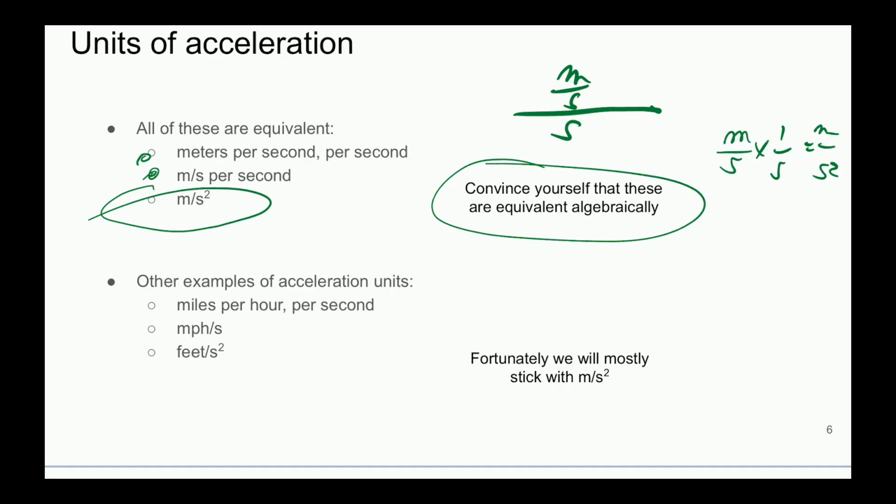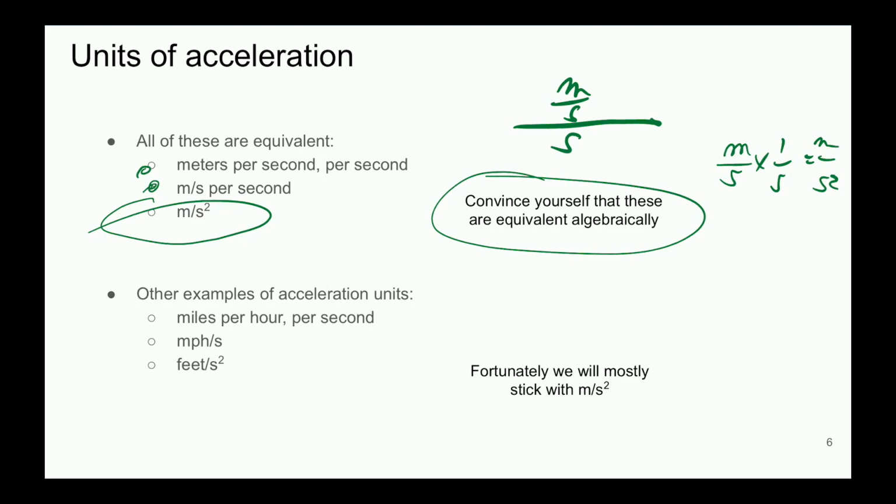So meters per second squared means meters per second per second. They all mean the same thing. Okay? Just get used to, when you see the units of meters per second squared, that those are units of acceleration. Those will be mostly what we use in this class. Others are legit. Like, I listed a few here, like miles per hour per second, or feet per second squared, or whatever. We'll use mostly meters per second squared in this class.